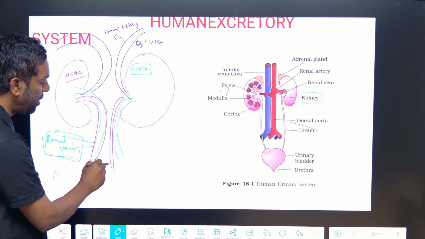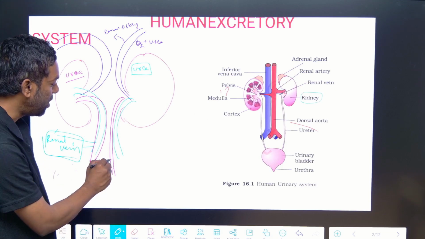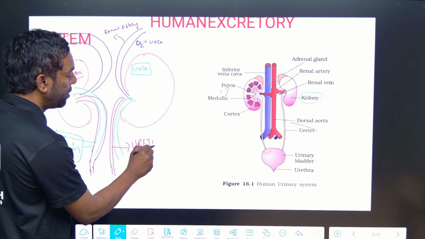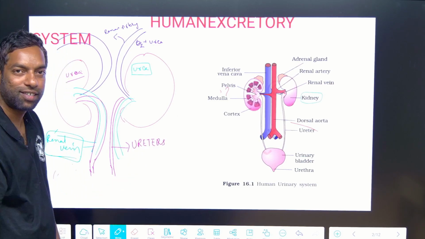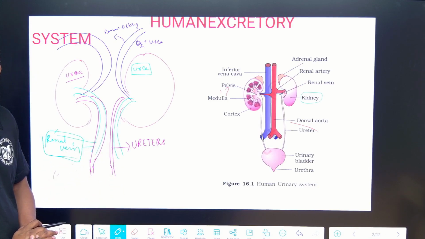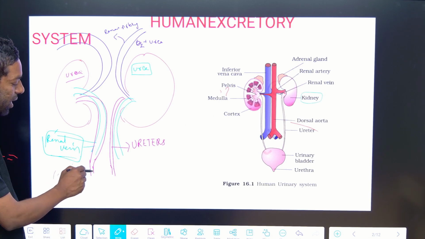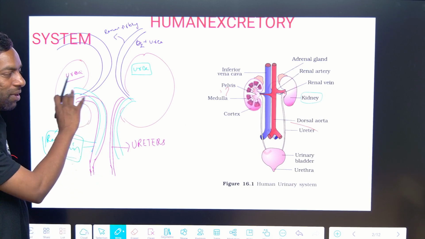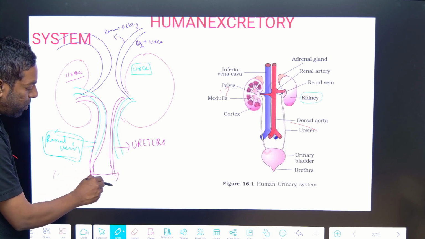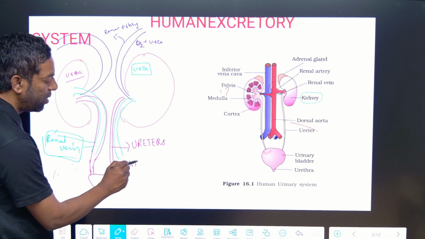This is another tube. These tubes we call ureters. They carry out the urea fluid, which we call urine, urea along with water. They carry it out from the kidneys through the ureters, and after that, it is stored in one part, the urinary bladder.